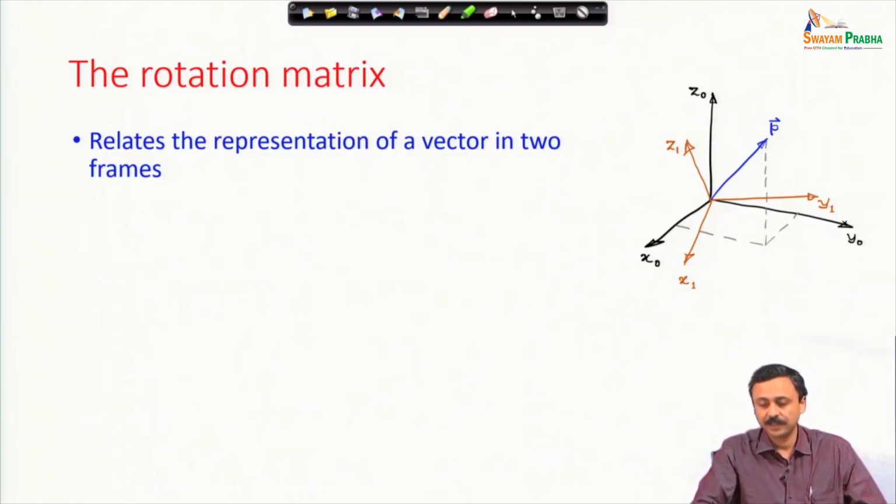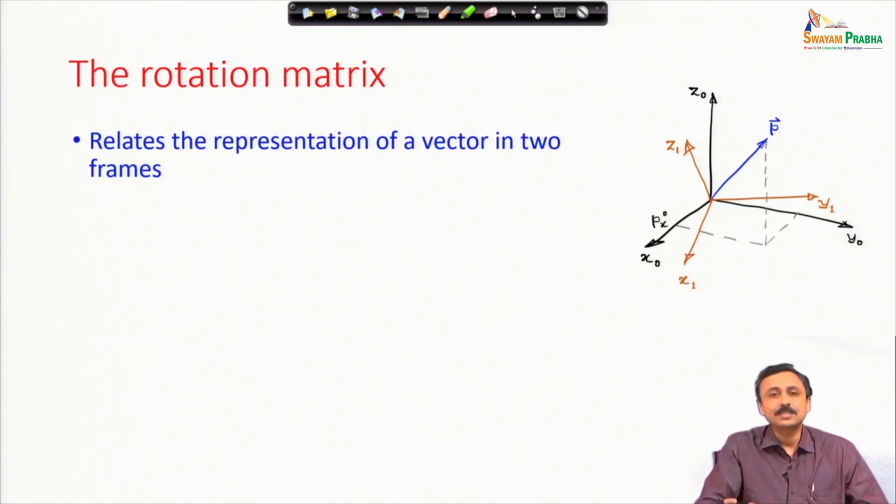For example, if I drop it on the x naught, y naught plane, that perpendicular distance from the x naught, y naught plane gives me the z naught coordinate of p, and similarly I can find the x naught coordinate, y naught coordinate, etc. I have shown these perpendiculars that I have dropped. This thing that I have written, p x superscript 0, the superscript 0 indicates in which frame the vector is represented.